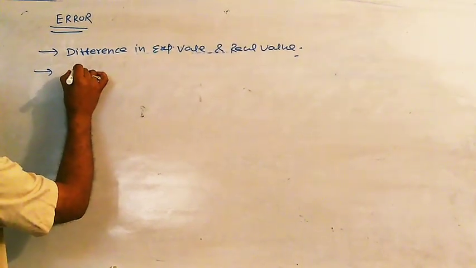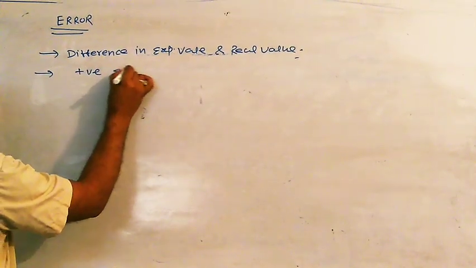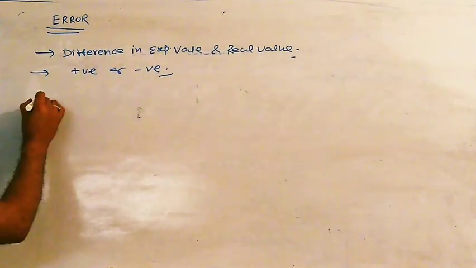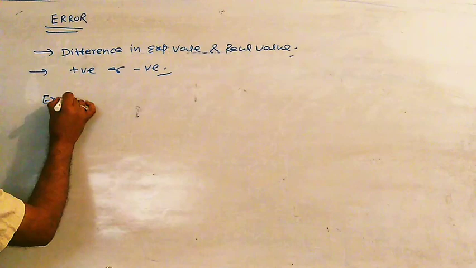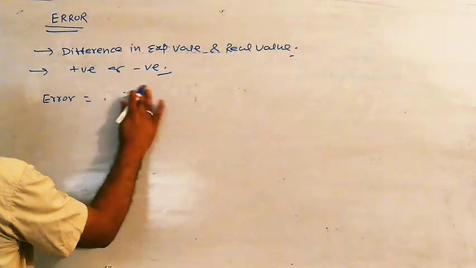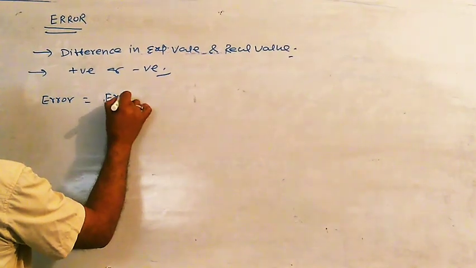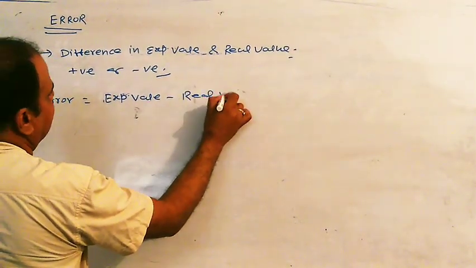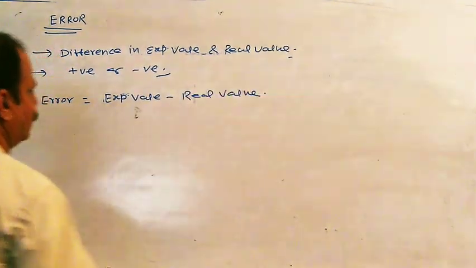It is either positive or negative. Error is equal to experimental value minus real value.